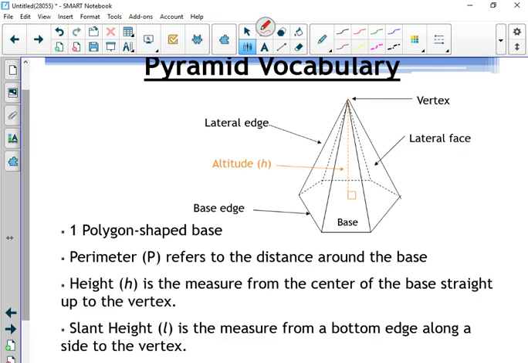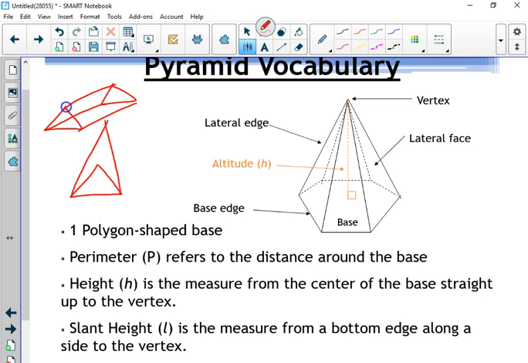So remember, I'm going to make a simpler drawing. For a triangular prism, we have two congruent triangles connected by these side panels, lateral edges, lateral faces. All right? A triangular pyramid has only one base, and everything comes up to a point, like so. So a prism has two congruent faces, and a pyramid only has one. The perimeter is still the distance around the base.